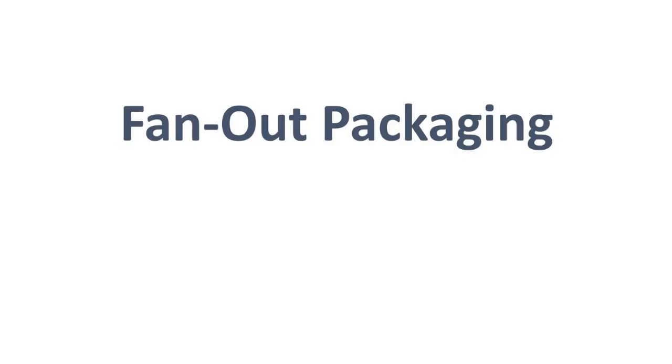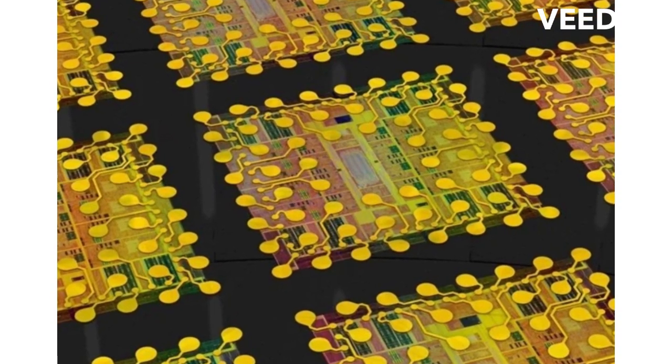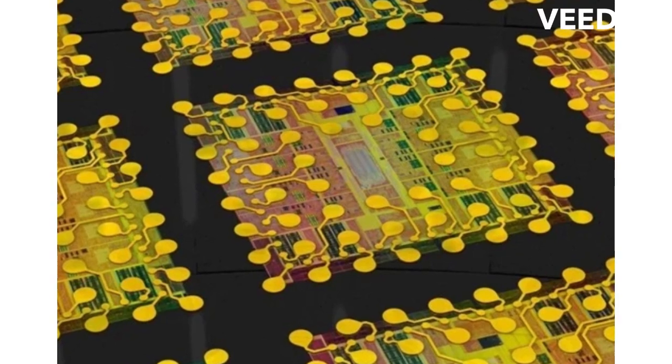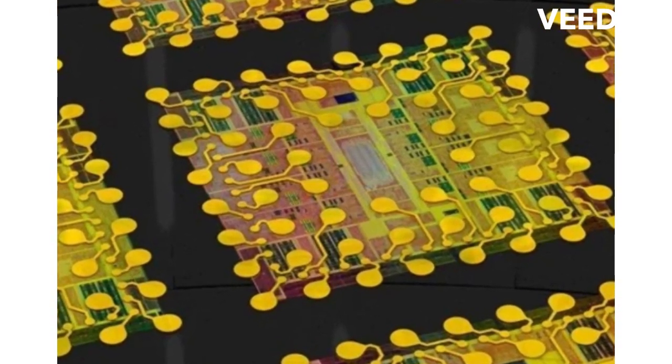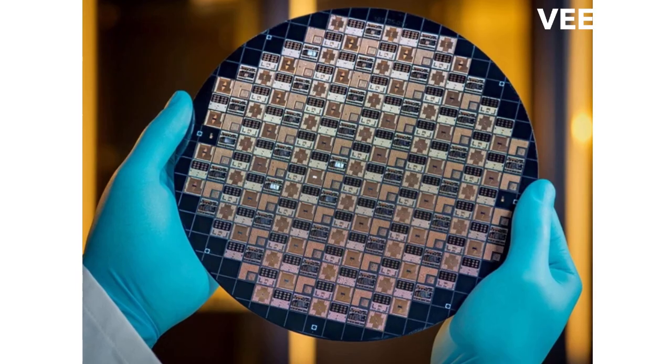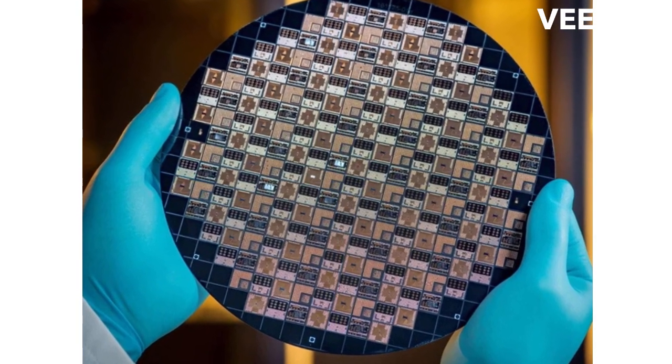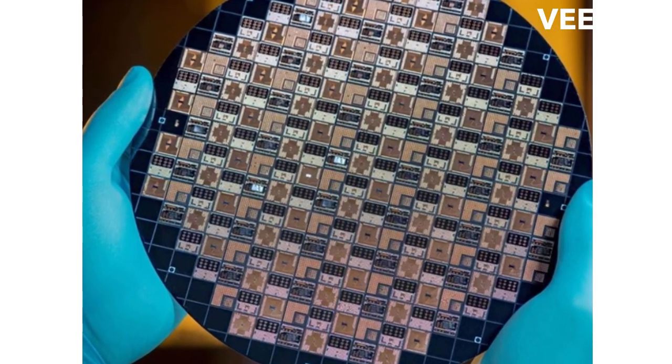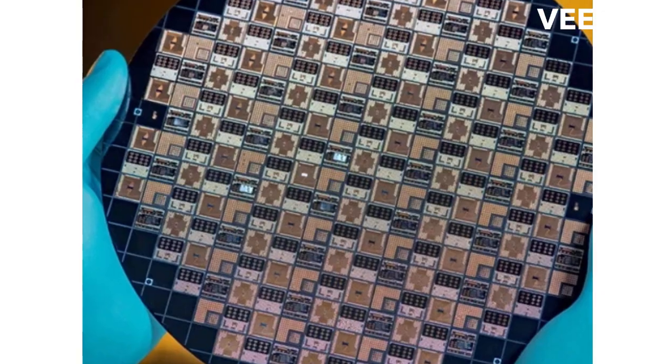Then the last type of advanced packaging we will discuss in this video, fan-out packaging. Fan-out packaging expands the chip area by redistributing input-output connections on the package substrate, enabling higher input-output density. It provides more space for interconnects and offers improved electrical performance compared to traditional wire bonding.